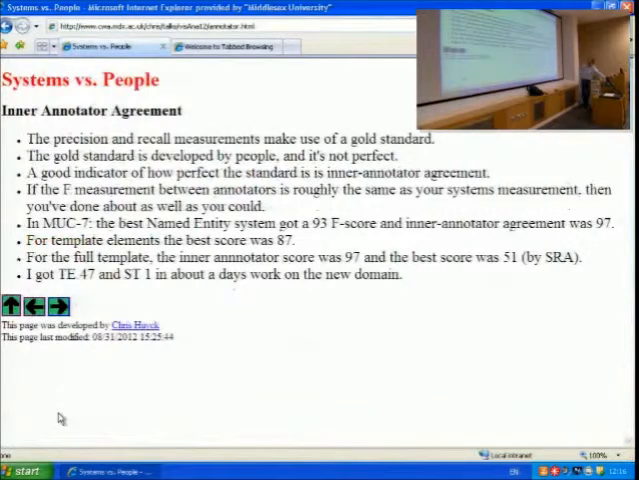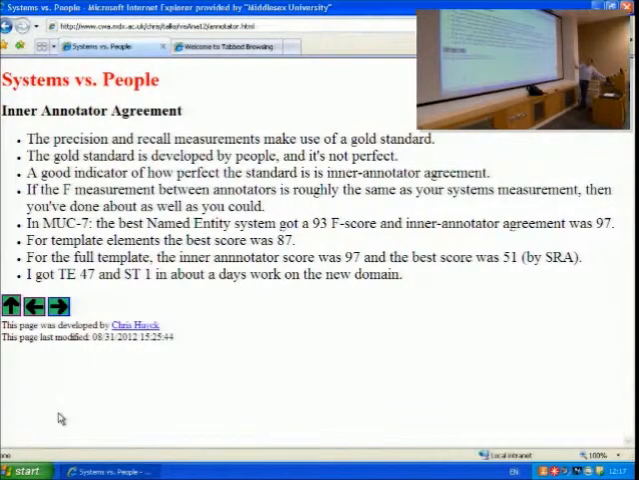Okay, systems versus people. The precision and recall measurement make use of a gold standard. So some guy's gone through and said, this is the way this sentence is parsed, right? The gold standard is developed by people, and it's not perfect. People make mistakes doing these things. Moreover, not only do people make mistakes, people can't actually sit down and agree, right? So a good indicator of how perfect the standard is, is inter-annotator agreement. You have 2 annotators or 3 annotators, and if they all get the same thing, that means your gold standard's really good. If they get different things, that means your gold standard's not very good, or your problem is so difficult that people can't even do it with wide agreement, right?